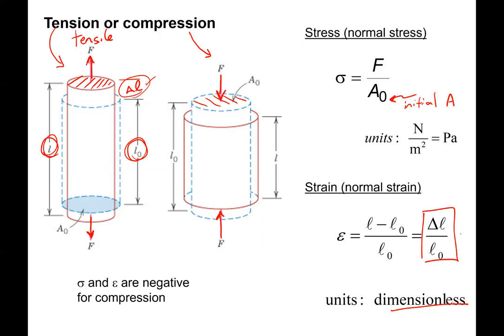For compression, it would be exactly the same thing, except delta L would end up as a negative number, and we would have a negative strain value. The stress is defined as negative when it's in compression. That's a convention. And the stress is defined as that applied force divided by the initial cross-sectional area, and that would be in units of pascals.